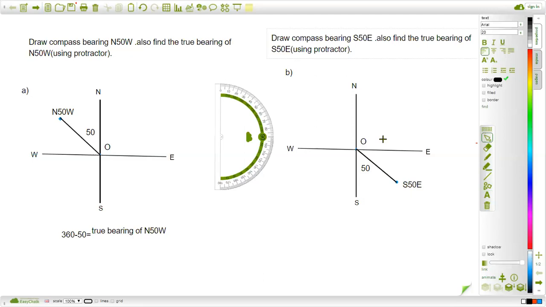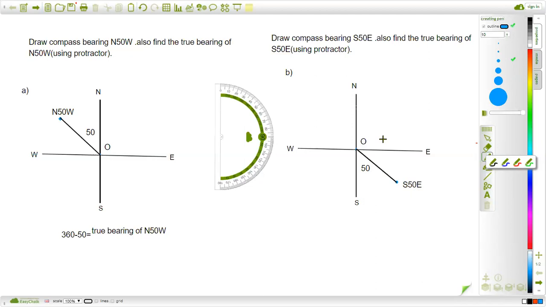And here the next question is to find the true bearing of that compass bearing. We have to find out the true bearing also. And the true bearing means we have to measure the angle. It is just the angle from the north pole in clockwise directions. Okay, from the north pole we have to move clockwise to meet that line. Okay, and this angle is just the true bearing of that point.